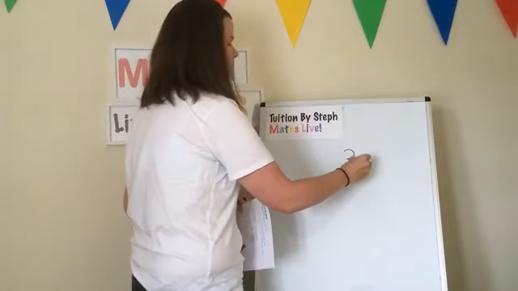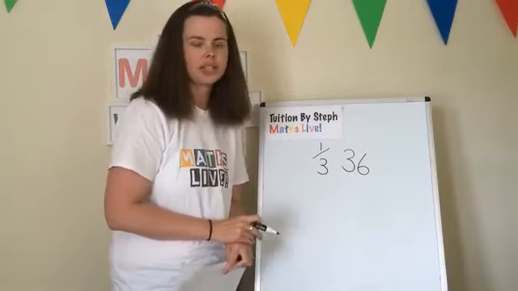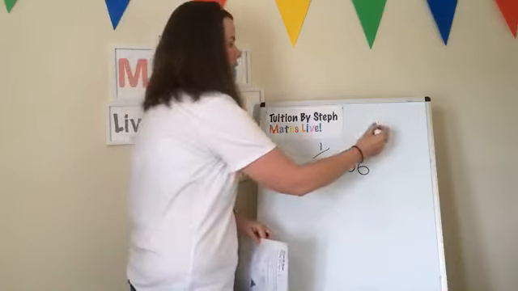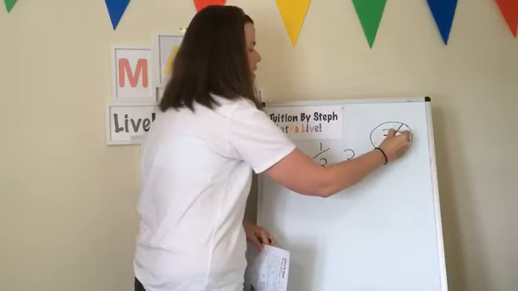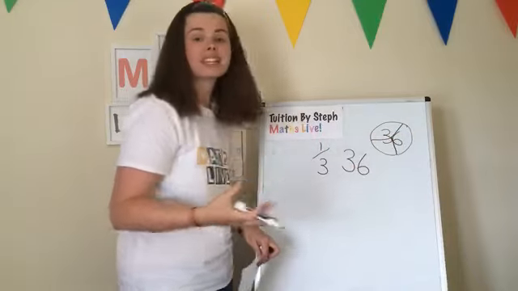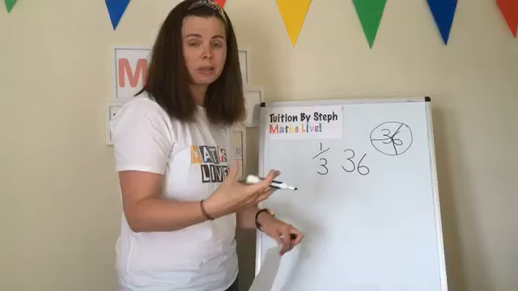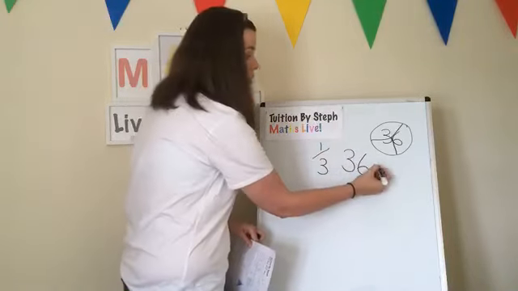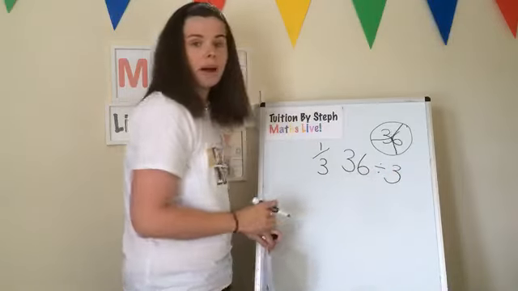36, next question, and we want 1/3 of 36. What does that mean? That means that you're essentially splitting 36 into thirds. You're splitting it into 3 parts. If you think about a third of a pizza, if you split the pizza into thirds, you're splitting it into 3 parts. So what you actually do is divide 36 by 3.